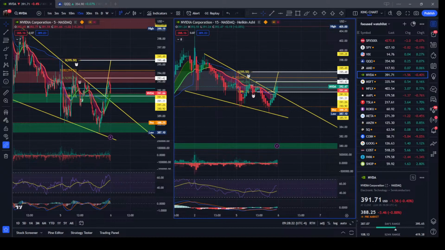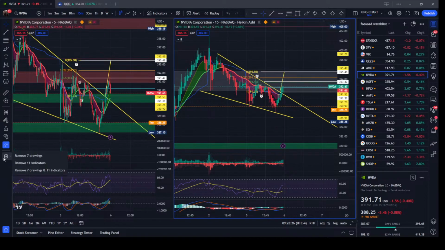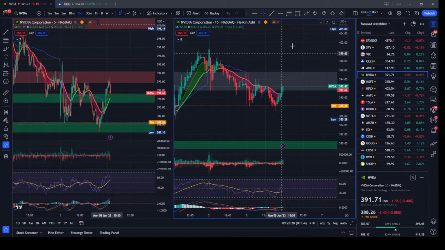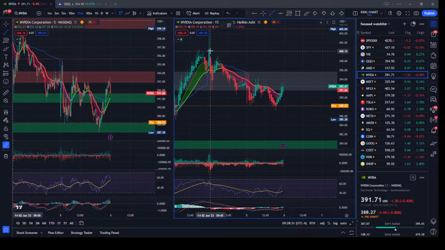All right, cool. So that's all set up. Just need to check something. Then for Nvidia, let's actually delete this. Let's just redraw this out.